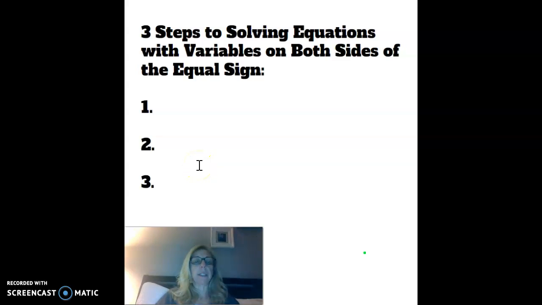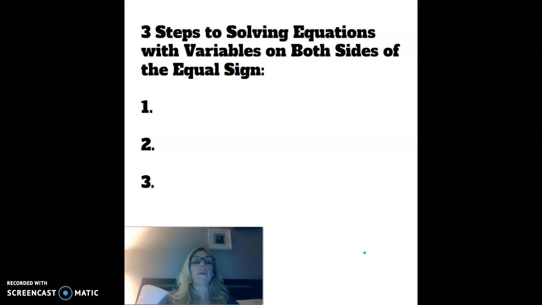Hey everybody, it's Mrs. Pearson here, and we're going to be talking about solving equations with variables on both sides of the equal sign. Yes, that is the new piece. We are now going to be solving with variables on both sides, x's, y's, z's, both sides of the equal sign. So let's get started.